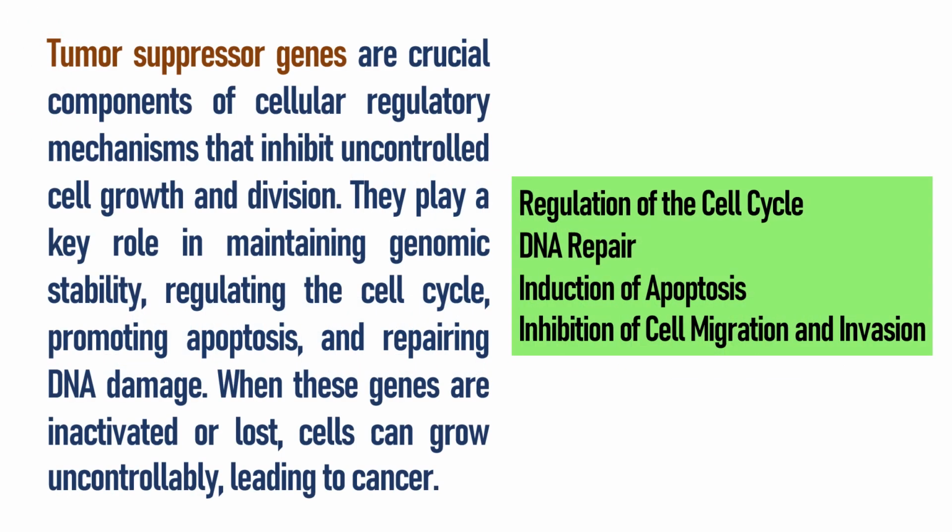Tumor suppressor genes are crucial components of cellular regulatory mechanisms that inhibit uncontrolled cell growth and division. They play a key role in maintaining genomic stability, regulating the cell cycle, promoting apoptosis, and repairing DNA damage. When these genes are inactivated or lost, cells can grow uncontrollably, leading to cancer. The important functions performed by tumor suppressor genes include regulation of the cell cycle, DNA repair, induction of apoptosis, and inhibition of cell migration and invasion.